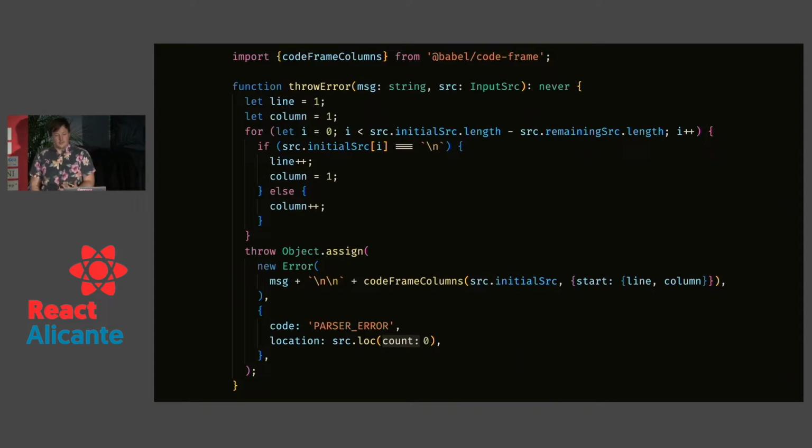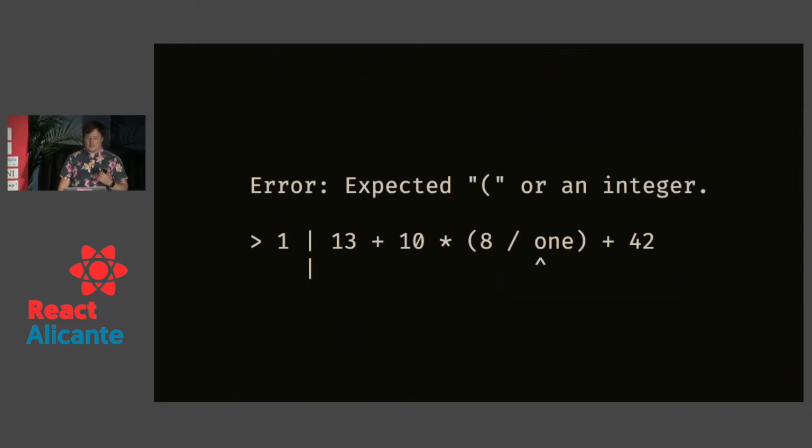You can, although it's obviously been built for JavaScript and TypeScript, use it with any language. You simply need to give it the source string and the line number and column number, and it generates these really nice, pretty error messages that identify exactly where the problem is. In this case, we've accidentally typed the word "one" instead of the number 1, and the error message we're getting here comes from the parser that we're going to build. It says that we expected either open parentheses or an integer, and it shows the exact location where that error occurred.